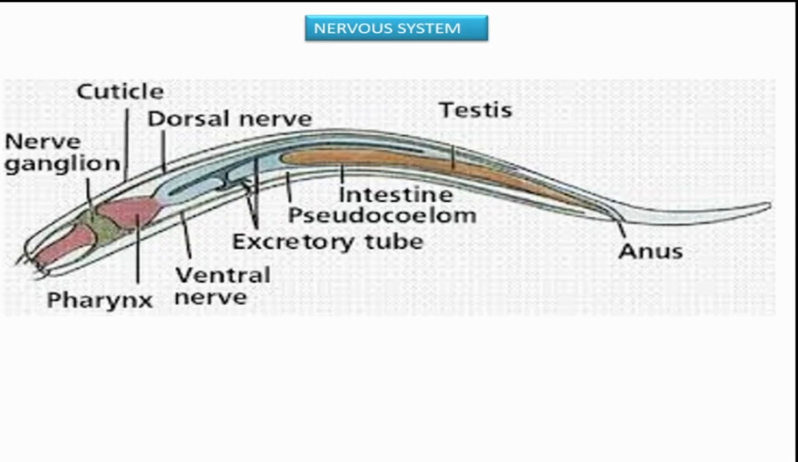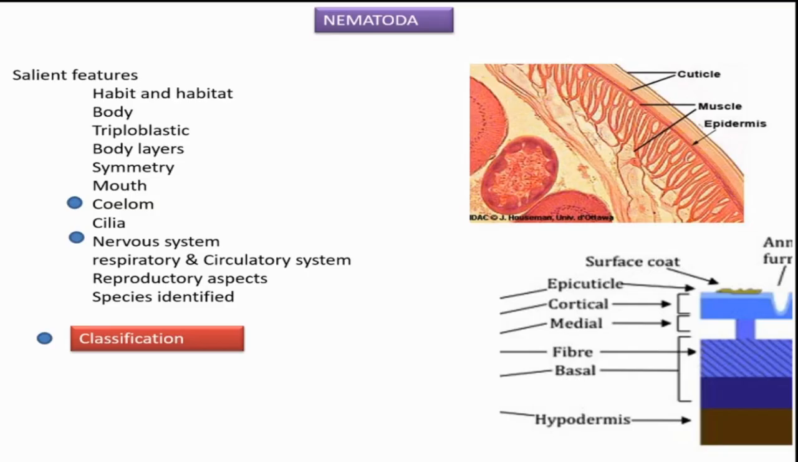Here we can see the nervous system in the form of a ring of nervous tissue. From that ring arise one dorsal and one ventral nerve. So the nerve tissue exists in the form of a ring, and from that ring emerge two nerves. One is dorsal and the other is ventral. This is about its nervous system.